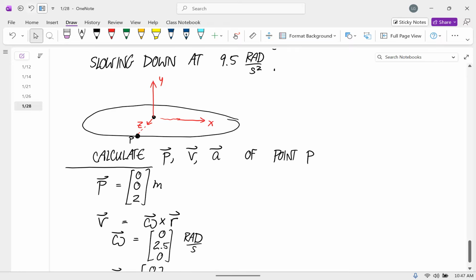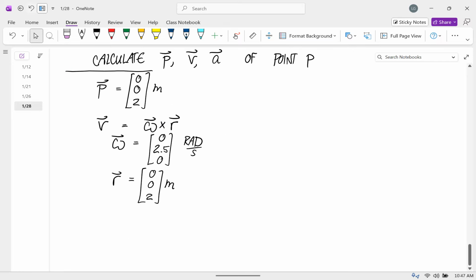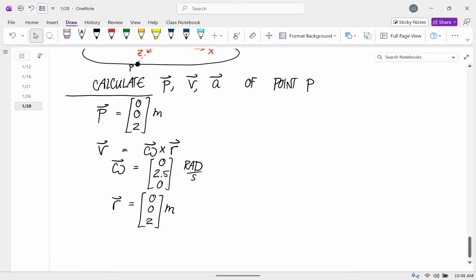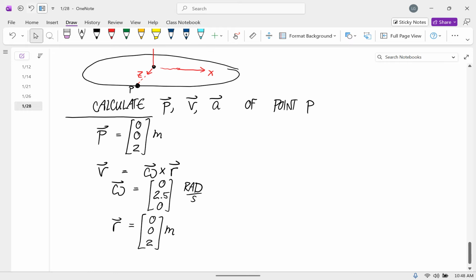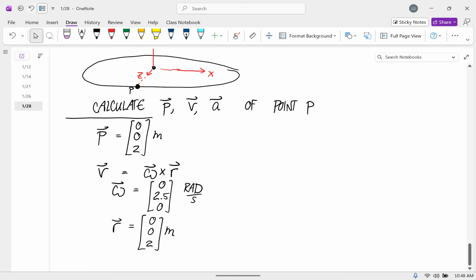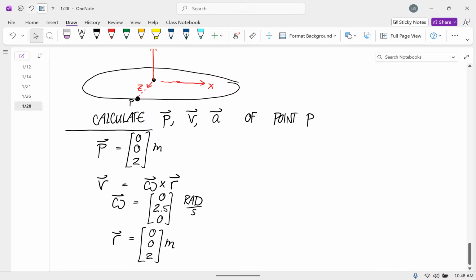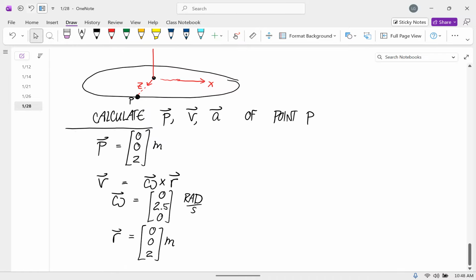Professor? Yeah. In this problem, the disk is on the XZ plane. Why are we using z instead of x? Yeah, I don't know. That's just how I drew it. But could we do the exact same thing, just with P being 2, 0, 0 and so on? Yeah, if I just move my coordinate system in a different orientation, exactly.